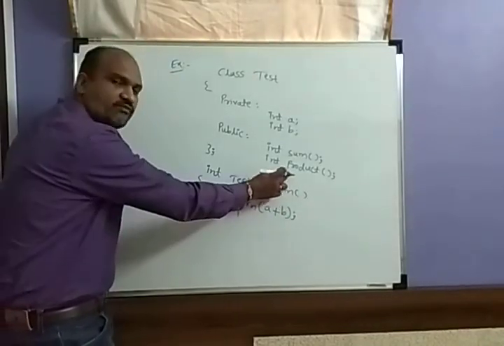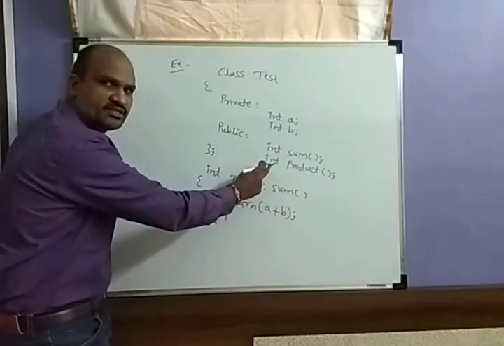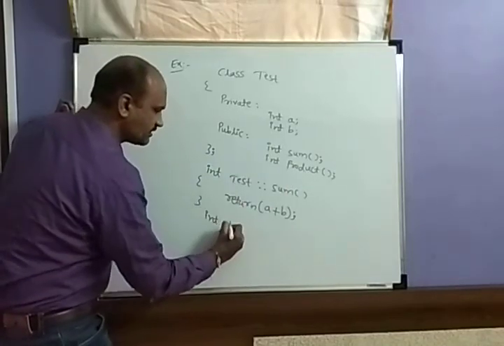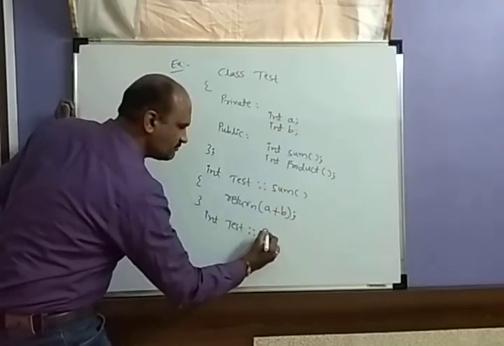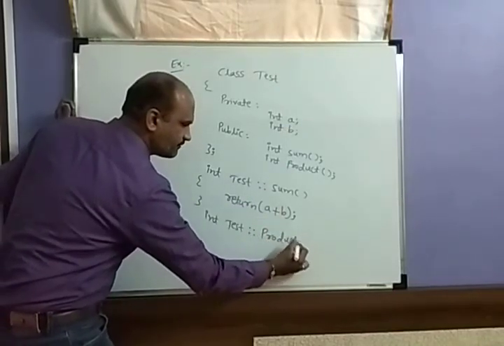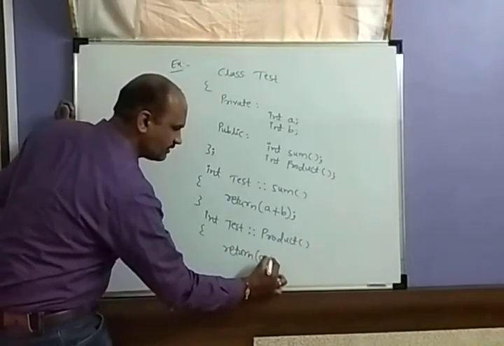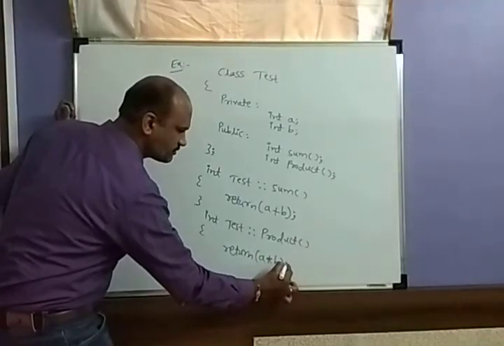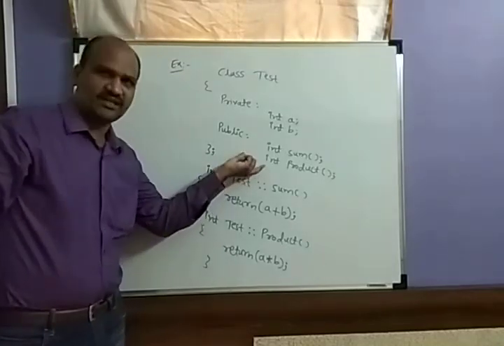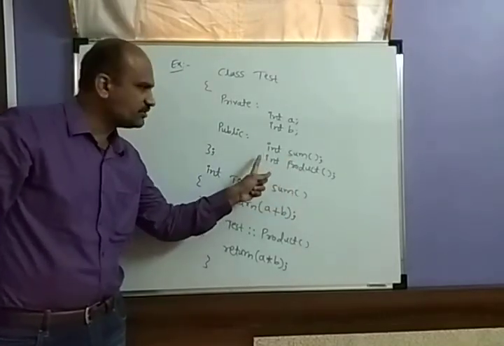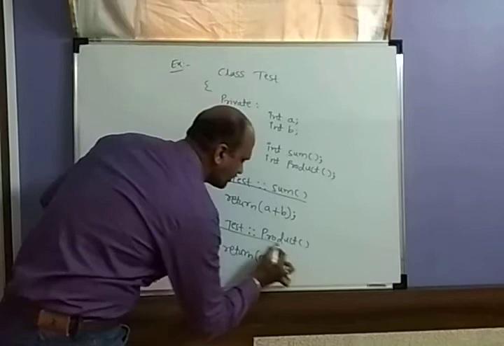Okay, so you have another function. Again you should write int, the return type is integer. Then what is the class name? The class name is Test. Then the scope resolution operator. What is the function name? Product. So again I will write the function body, return A into B. Close the body. So 2 functions we defined outside the class, one is sum and one is product. This is the syntax.